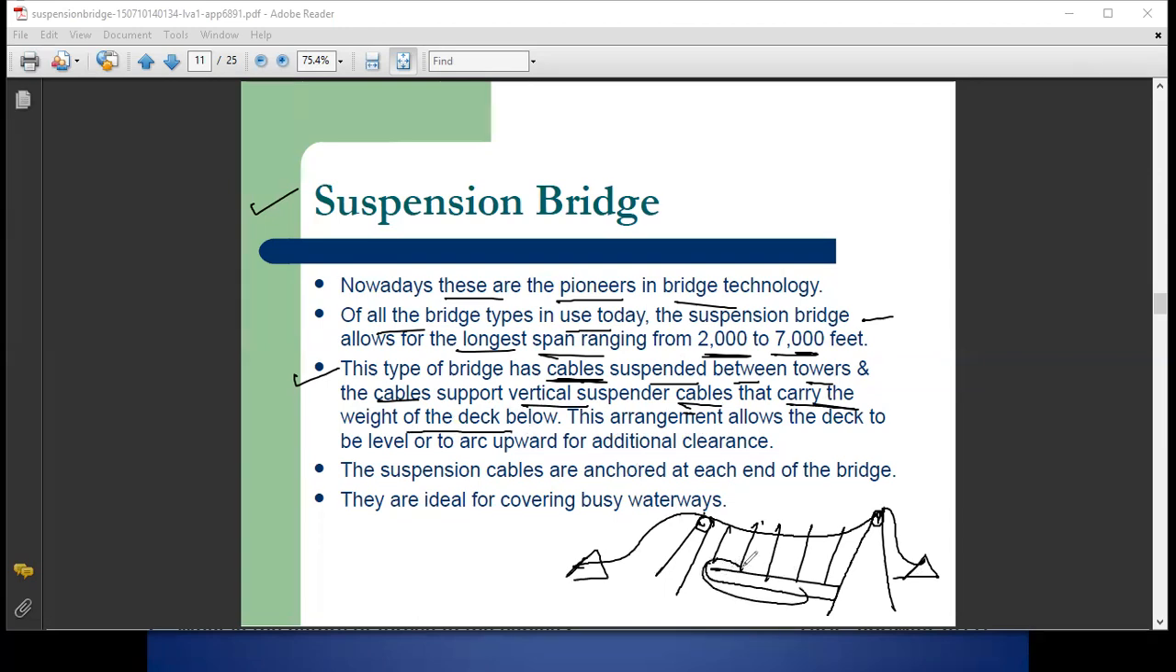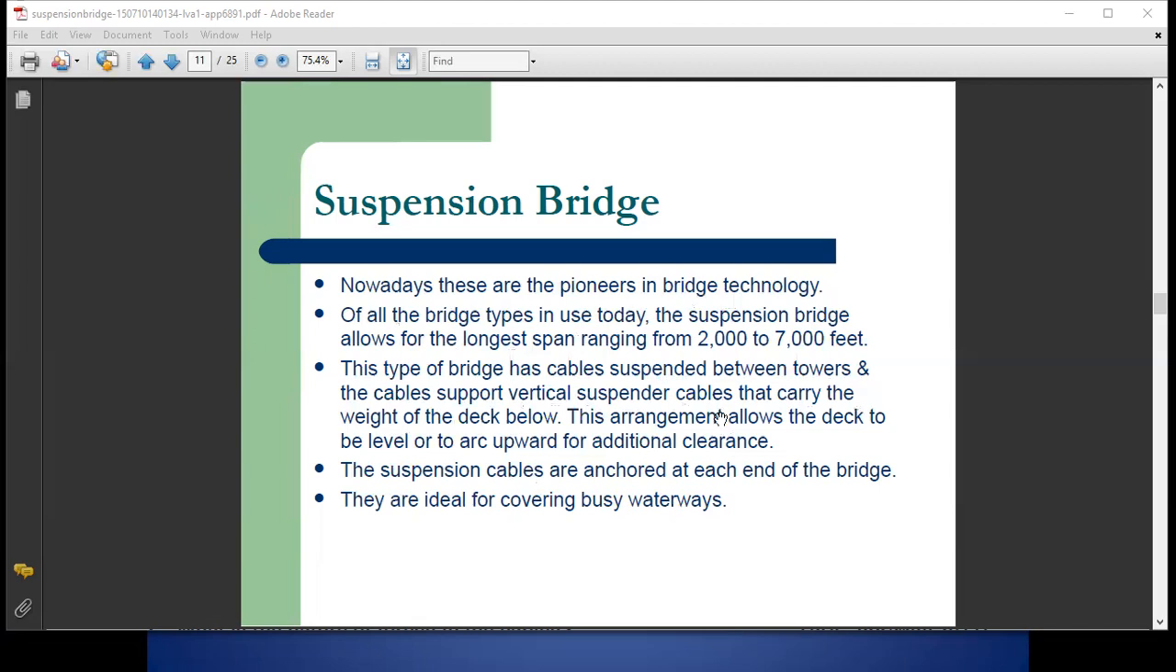So whatever the load on the deck slab, due to vehicles moving, etc., will be carried by the suspenders, and the suspenders will transfer the load to the suspension cable. This arrangement allows the deck to be level, or to arc upward for additional clearance. The suspension cables are anchored at each end of the bridge, and they are ideal for covering busy waterways. So this is general information about suspension bridges.